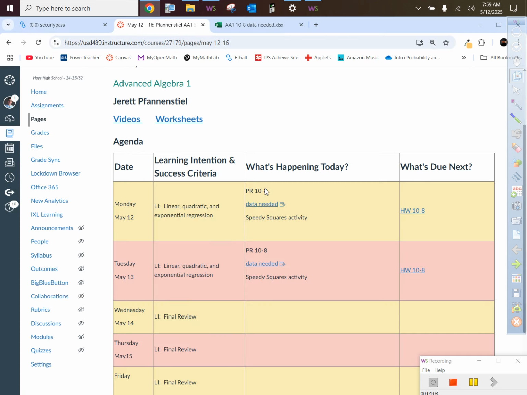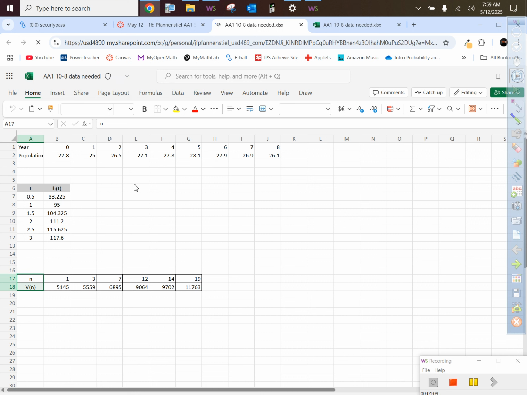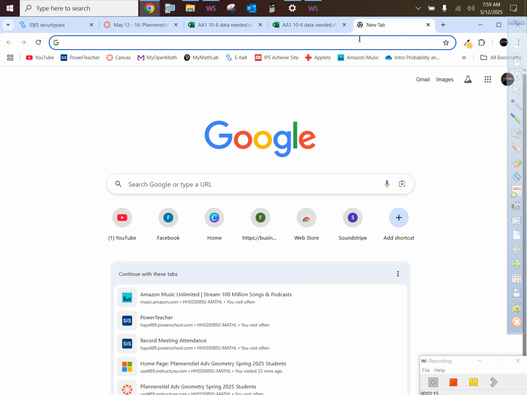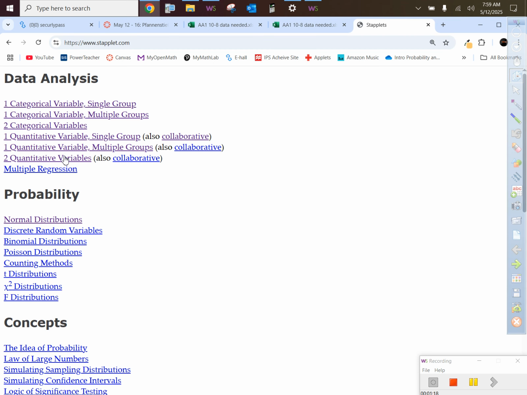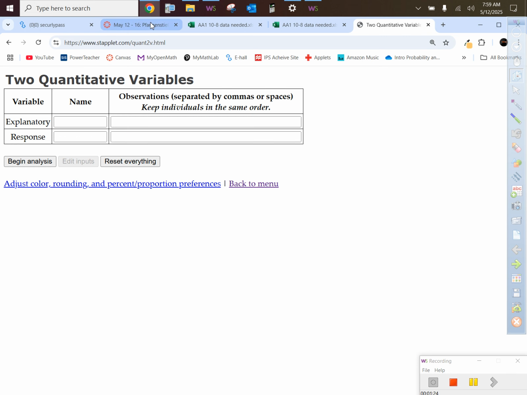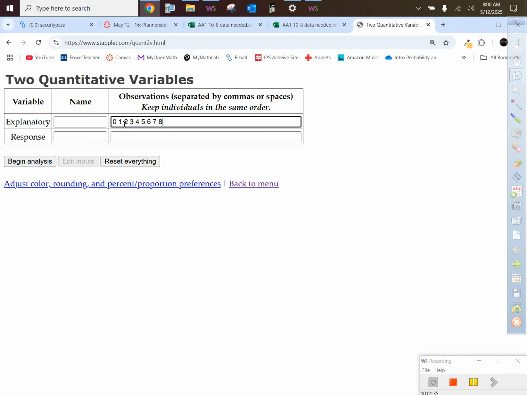Well, let's go to Canvas, right? And if we click on data needed, it will have all 3 problems for us. So this is the data, so we don't have to do any typing in. But when it comes to the applets, we need to do 2 quantitative variables. So we'll choose the 2 quantitative variables guy. And the crappy part about that is you have to copy the x values first, and then the y values second. So we'll paste those bad boys in.